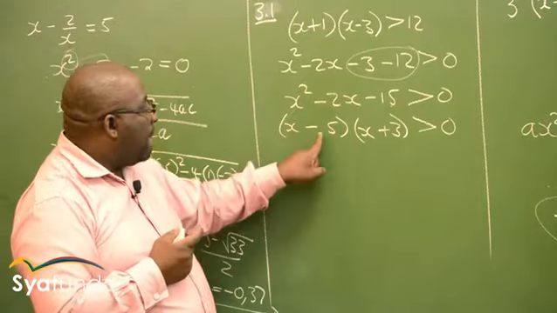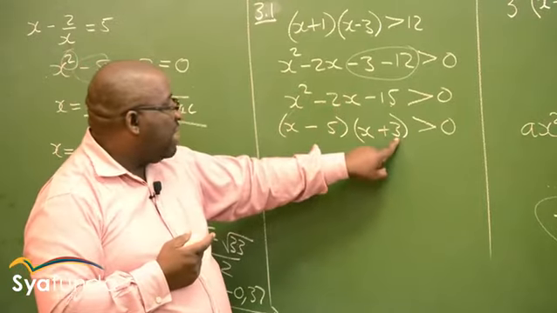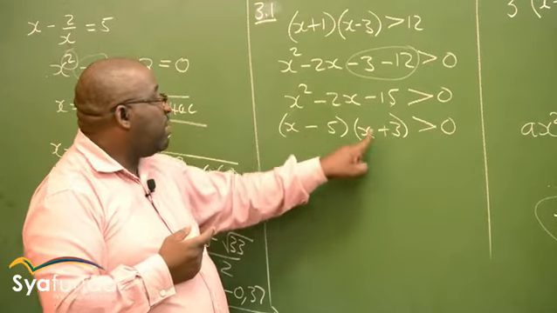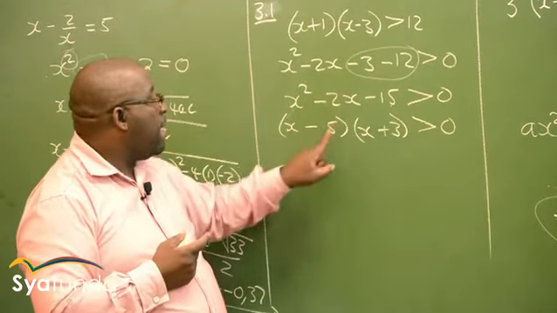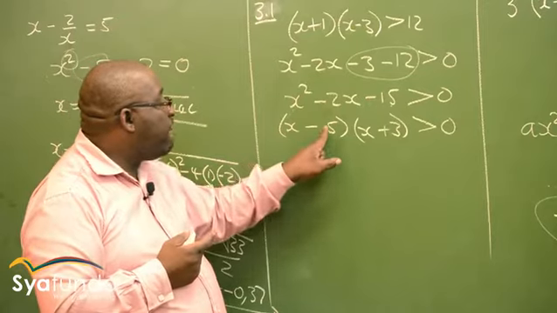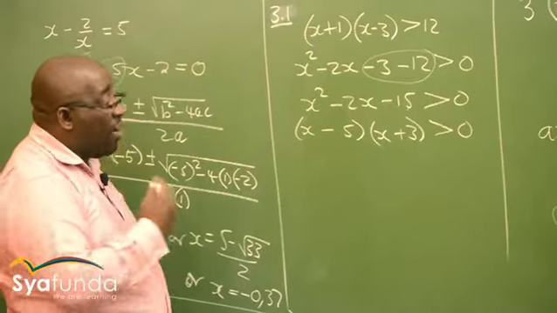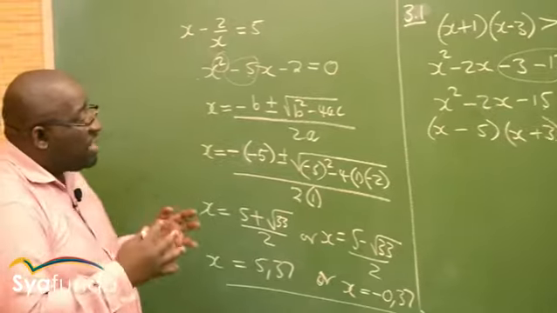Let's check it. Minus 5 times positive 3 is negative. Negative and positive will always give us negative. At the same time, minus 5 plus 3 gives us this term, which is minus 2. So our factors are correct. We're in the stage of factorization.